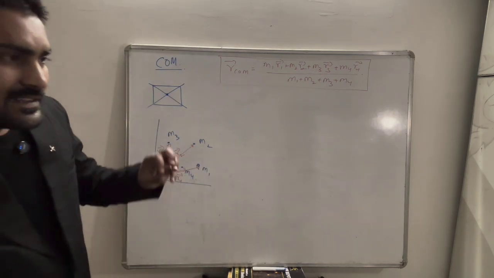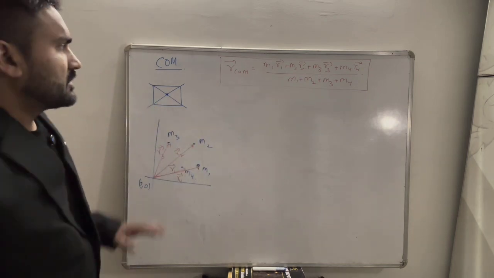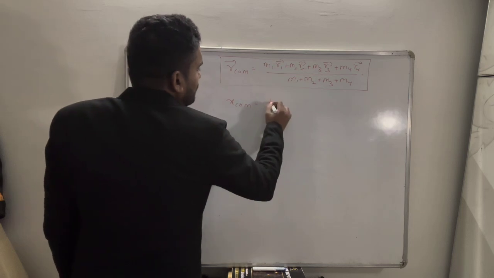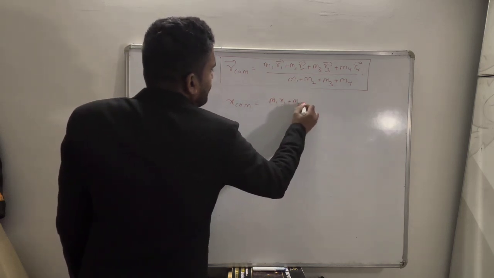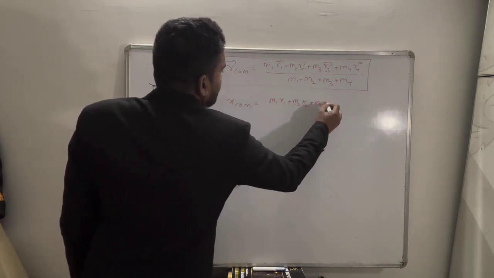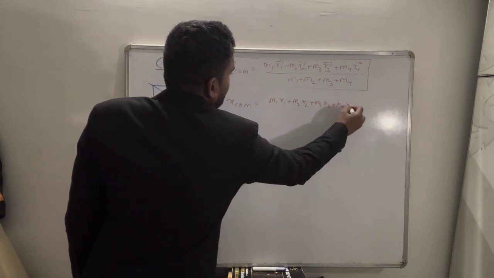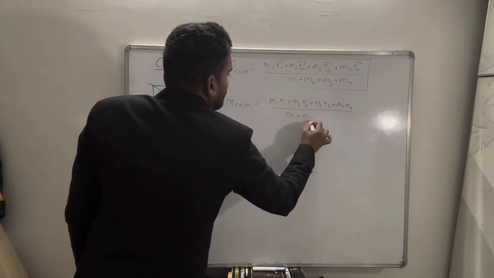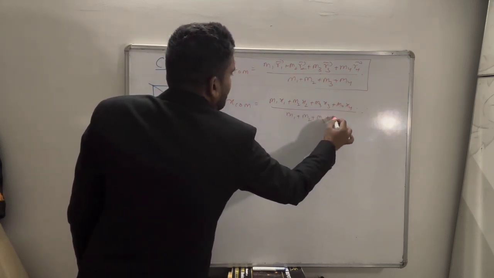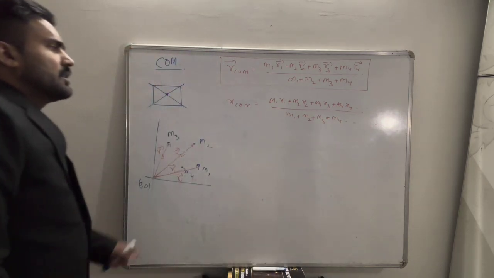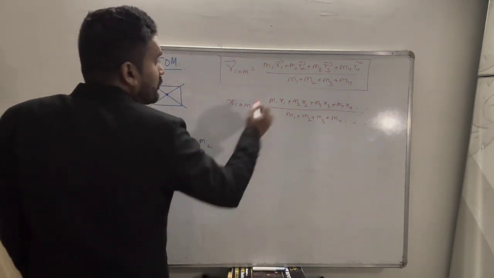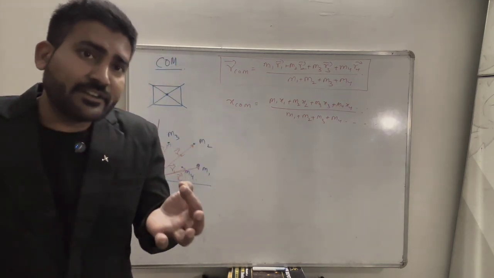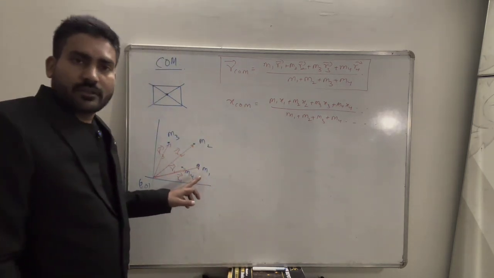Okay, let's say I want to know the x coordinate of the center of mass. So for that we have x center of mass is equal to m1 x1 plus m2 x2 plus m3 x3 plus m4 x4 and so on, divided by m1 plus m2 plus m3 plus m4 and so on, right? In the same way we can write. And what is x1? x1 is the coordinate of the center of mass of m1 mass, right?